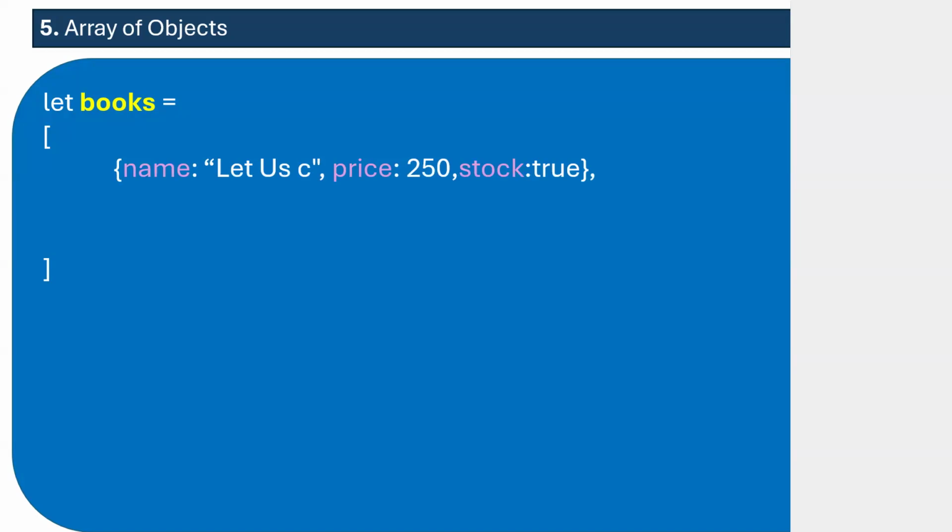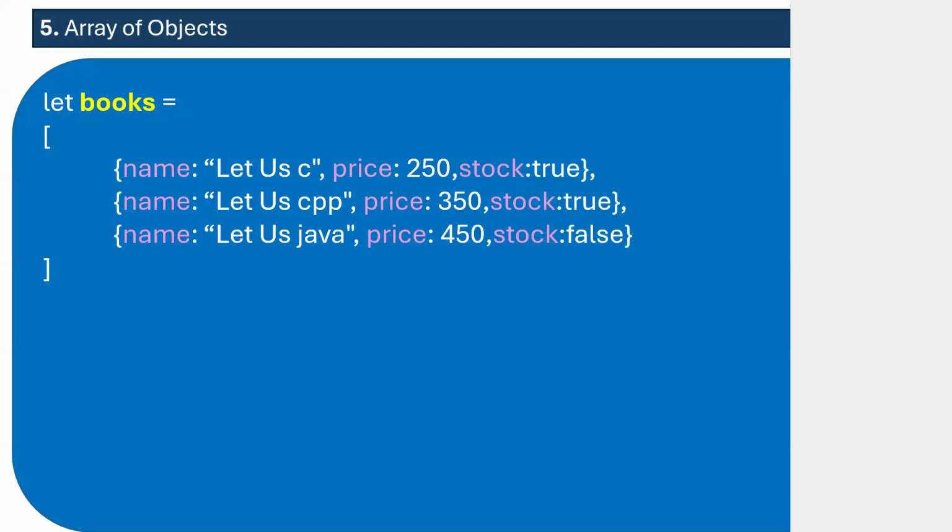In square braces, I have three keys: name, price, stock. Price is 250 rupees. Stock is 2, which means this book is available. This is the first book. Next, name, CPP book, 350 rupees. Stock is available. Third book, Java, price is 450. It's out of stock, it's false.